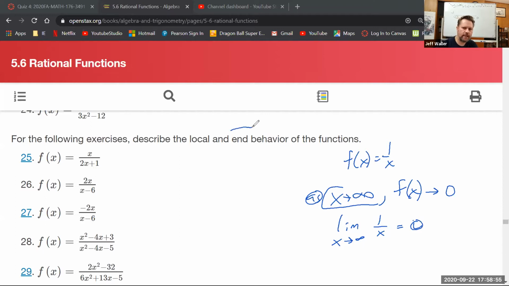So that's the end behavior. End behavior is all about what it does when x gets really big, positive or negative. It goes to 0. Is that all right? So end behavior for rational functions is going to be the horizontal or slant asymptote. What about local behavior? Well, what's it going to do at its intercept?